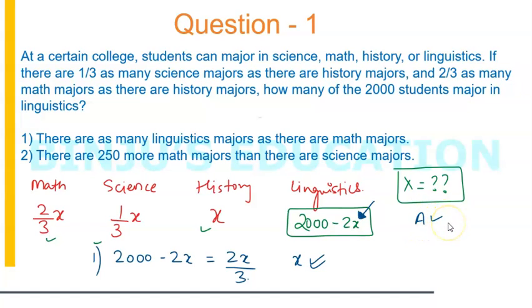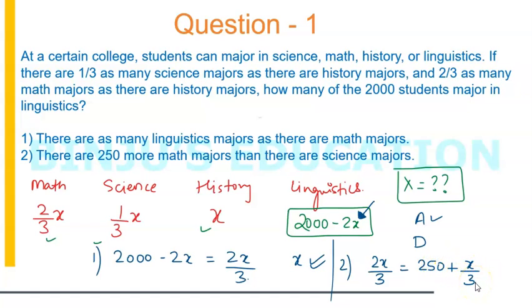So I have only 2 options, either A or D. If statement 2 alone also gives me the correct answer, then my answer is D. If statement 2 alone does not give me the required answer, then my answer is A. Statement number 2: there are 250 more math majors than science majors. Math majors are 2x by 3 and they are 250 more than the science majors, so that is 250 plus x by 3.